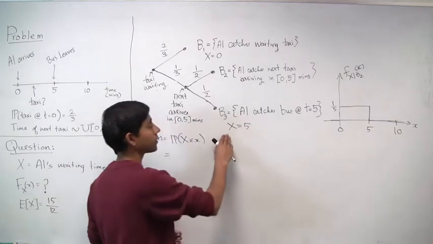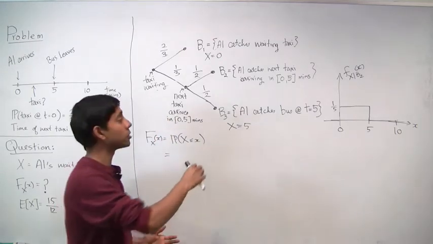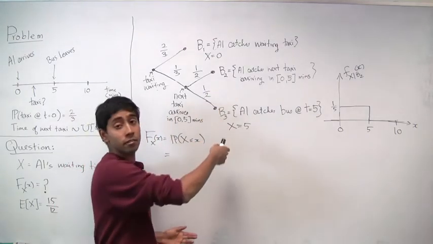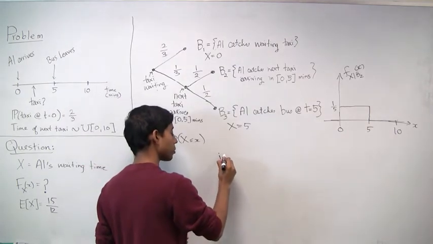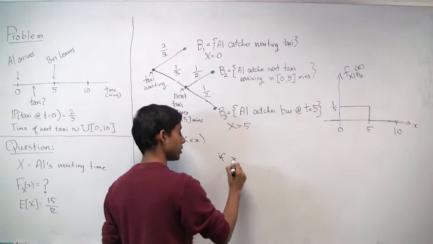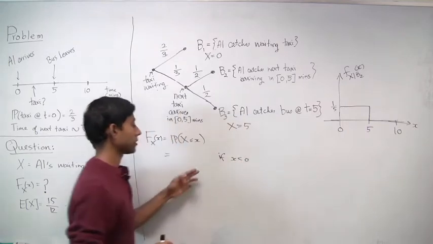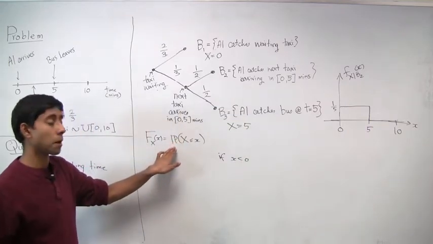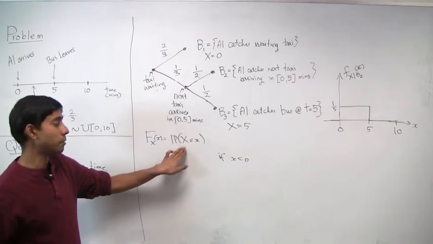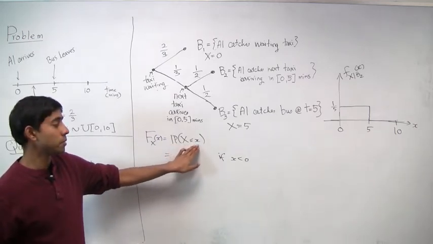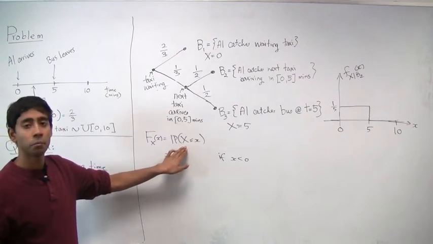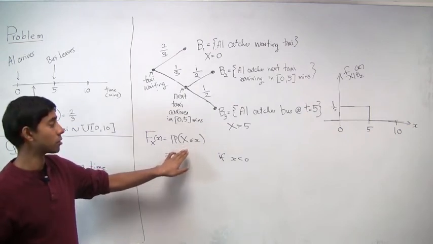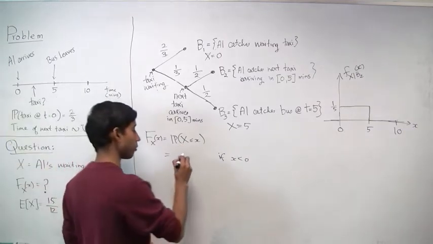We know that the random variable x, the waiting time, is going to be somewhere between 0 and 5. Right? So let's consider what happens if little x is less than 0. Well, that's basically saying, what's the probability of the random variable x being less than some number that's less than 0? Well, waiting time can't be negative. So the probability of this is going to be 0.